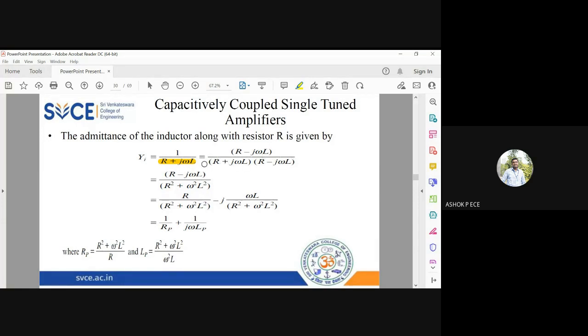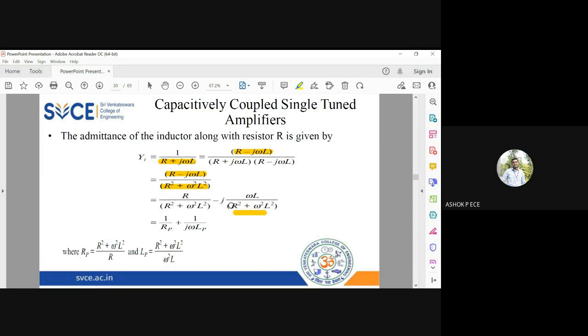So R minus j omega L divided by R plus j omega L into R minus j omega L. And a plus jb into a minus jb is a square plus b square. So the numerator will be the same, R minus j omega L, over R square plus omega square L square. So divide each term: R by R square plus omega square L square, minus j into omega L by R square plus omega square L square. So I'm denoting the first term as 1 by RP and the second term as 1 by j omega LP. Because you know admittance means it is conductance, right? So the first term will be 1 by RP. The second term will be 1 by j omega LP.